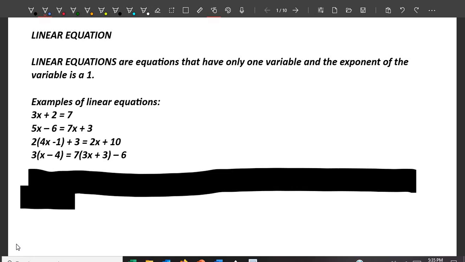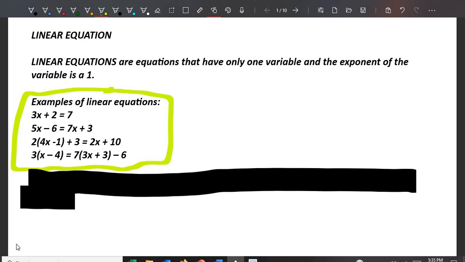This lesson is on solving linear equations. Now, just a reminder, linear equations are equations that have one variable and the exponent of the variable is a 1. Here are some examples. Simple examples, they've got parentheses, but they've got one variable only, and the exponent is a 1.